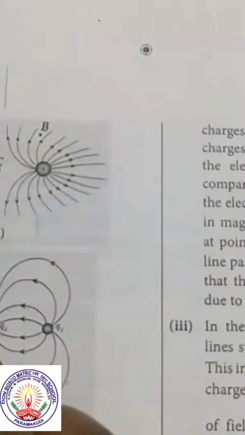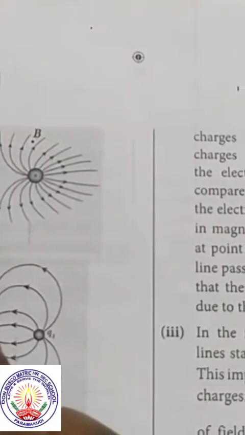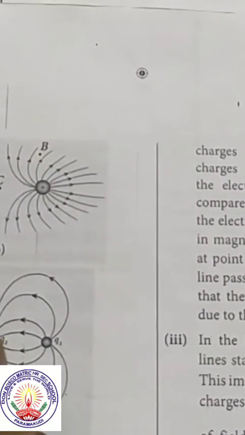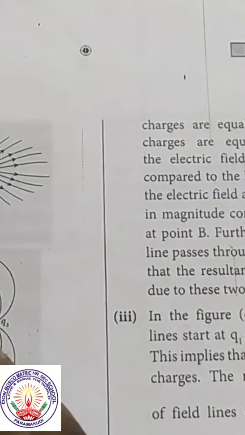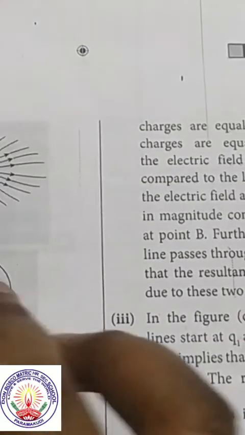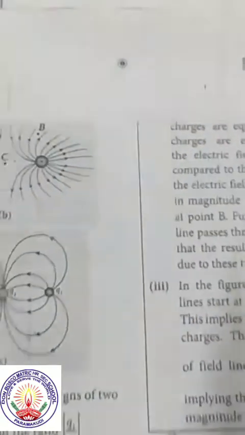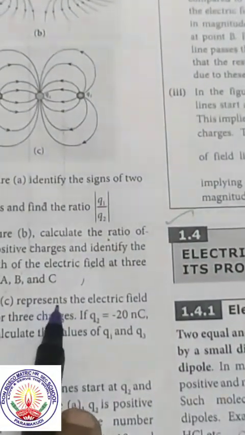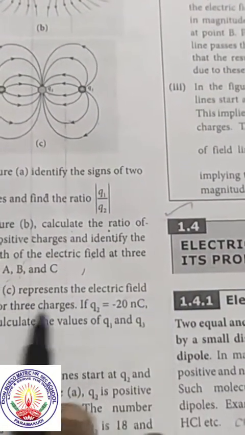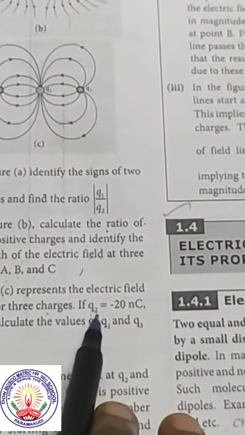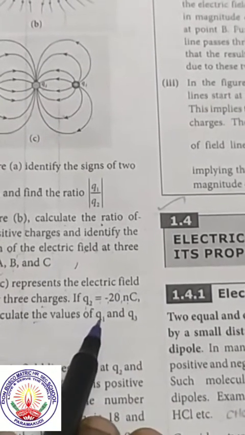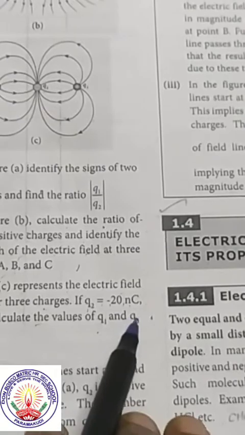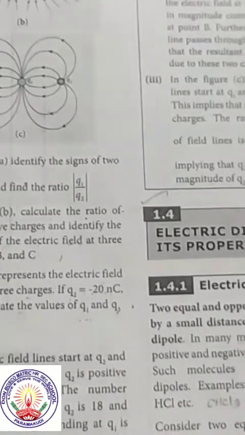points A, B, C. So taking point A, in that point A, how many number of lines are there for charge A, and how many number of lines for charge B, and point C. So you count all the electric field lines. And third diagram, the figure C represents the electric field lines for the 3 charges. Q2 is equal to minus 20 nanocoulomb. Then calculate the values of Q1 and Q3. So Q1 and Q3 values we have to calculate.